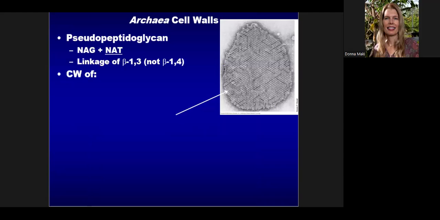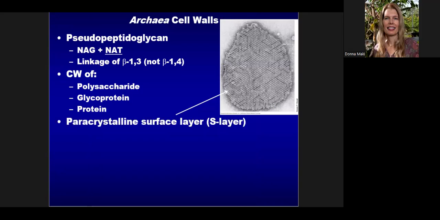All right. Then they've also discovered some archaea cell types have just a sugary polysaccharide layer that covers their cell membrane. Some can have glycoproteins as what they consider the cell wall. Or maybe it's all protein. And the picture that I'm pointing to here is a nice picture of what they call the S layer, which is the paracrystalline surface layer.